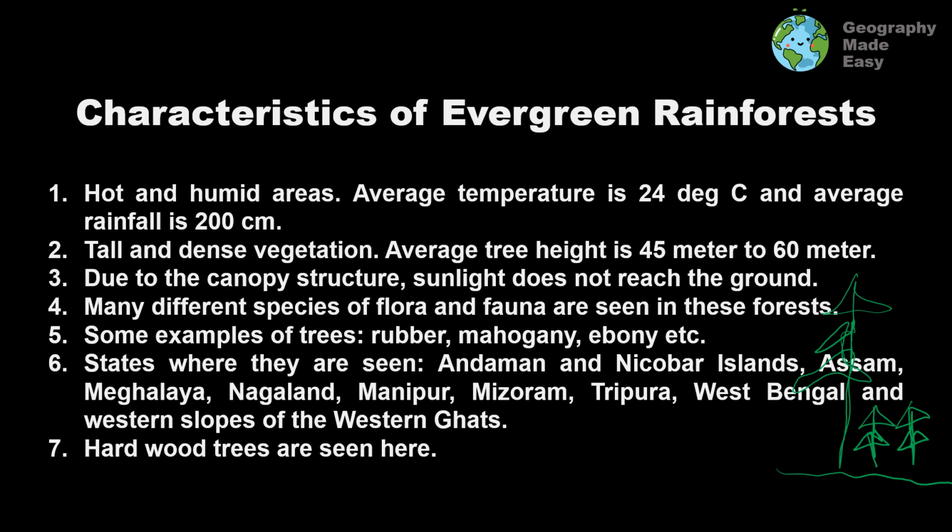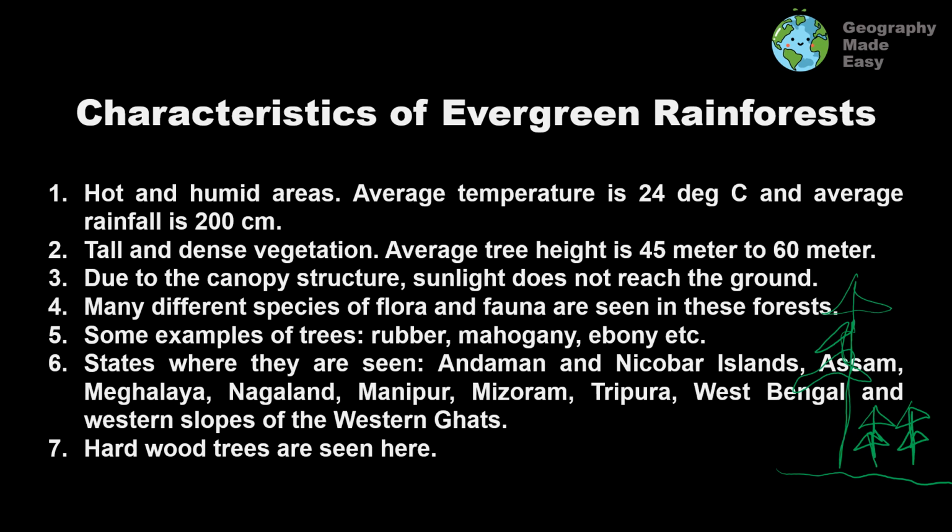Some examples of the trees are rubber, mahogany, ebony. So we have the hardwood trees and they are very sturdy. They are seen in these states: Andaman and Nicobar Islands, Assam, Meghalaya, Nagaland, Manipur, Mizoram, Tripura. That means most of the parts of the northeastern states, West Bengal, and western slopes of the Western Ghats. The trees are hardwood.